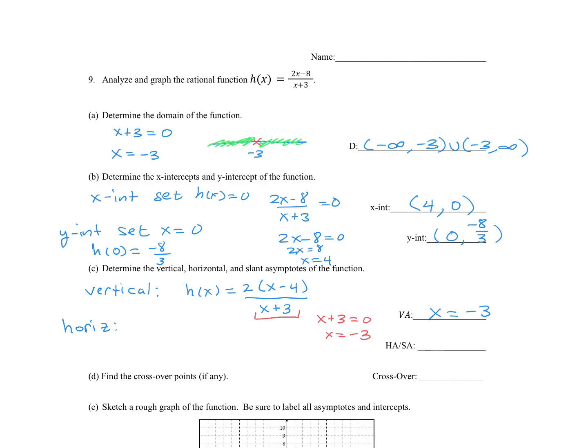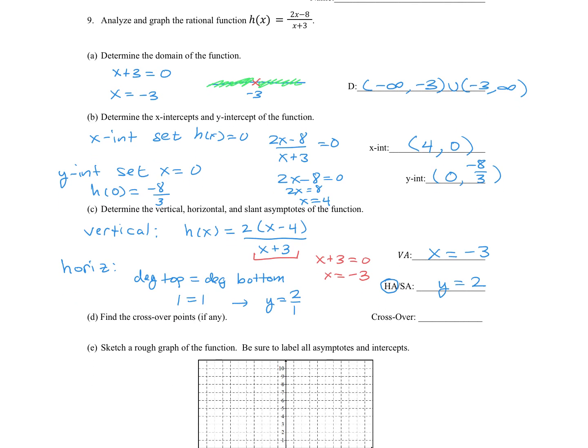They're the same. So the degree of the top equals the degree of the bottom, because 1 equals 1. They're both first power. So my leading coefficients give y equals 2 over 1, or y is just 2. Again, that was a horizontal asymptote because the powers are the same.